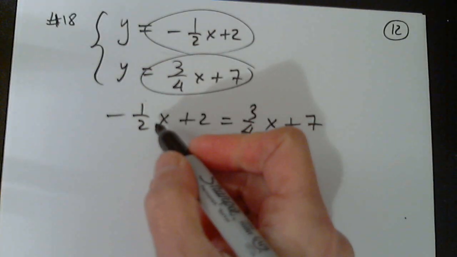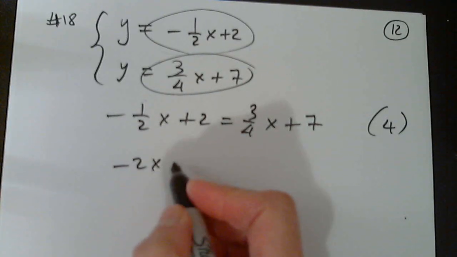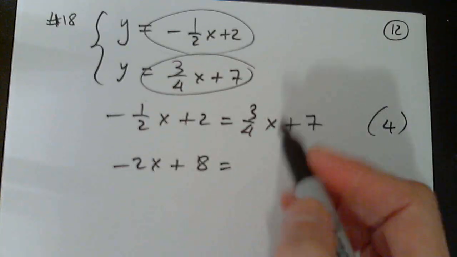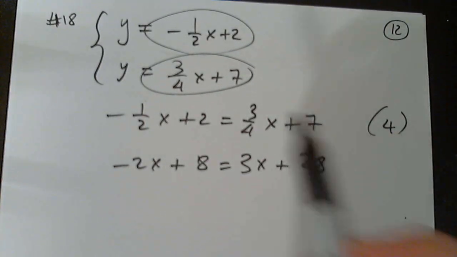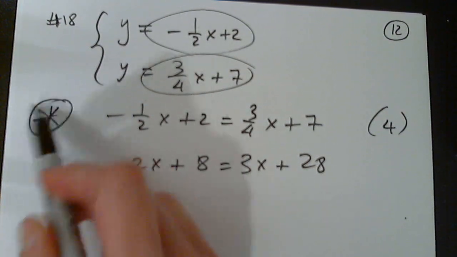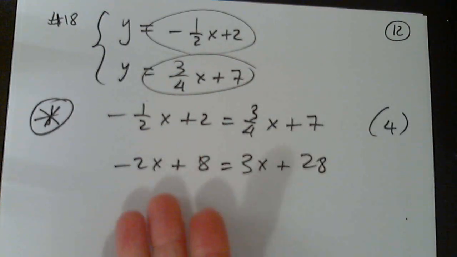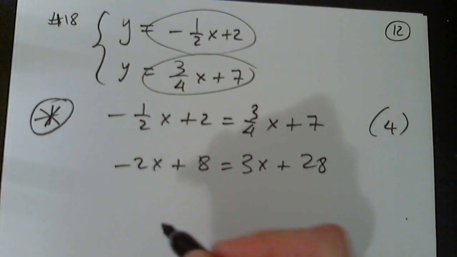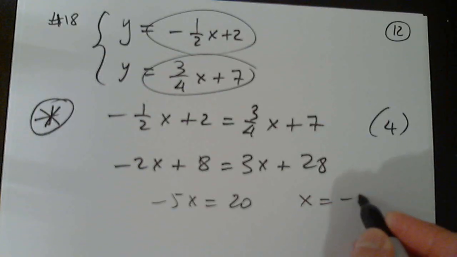When I multiply this by 4, I get negative 2x. When I multiply this by 4, I get 8. When I multiply this by 4, I get 3x. When I multiply this by 4, I get 28. Please refuse to solve something like this before eliminating fractions. Do you want to work with this, or you want to work with this? So I move 3x and I get negative 5x, and I move 8 and I get 20, so x is negative 4.